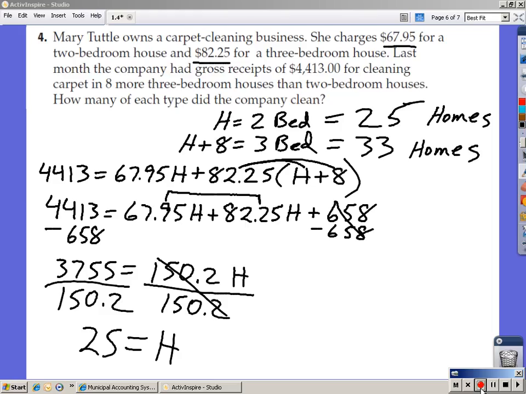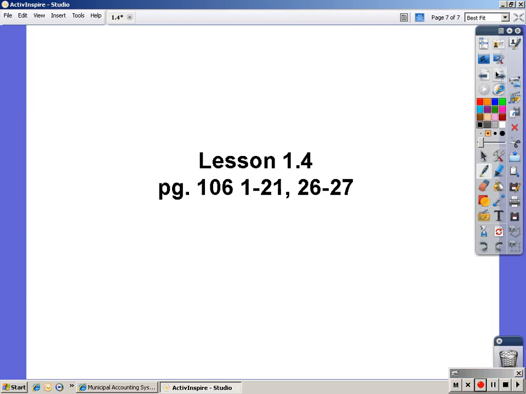Okay, guys, if you can identify your variables, you're halfway there. That's the hardest part of this lesson, but I think everybody can do it. Lesson 1.4, page 106, 1 through 21, 26, and 27. Get busy. Right meow.